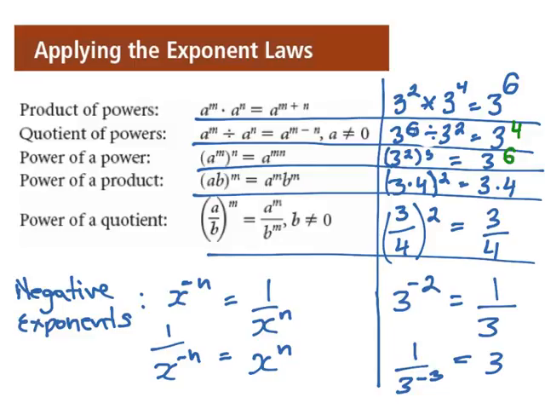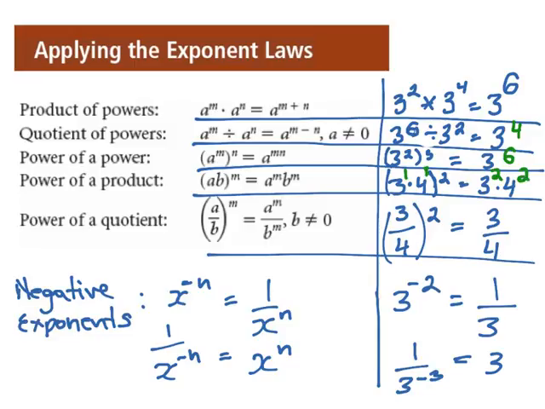We have powers of a product. Now when we have two different bases inside the bracket, we multiply each and every power by the exponent that's outside. So in this case, the exponent inside the bracket is 1, and 1 times 2 is 2, so it's going to be 3 to the power of 2. And 1 times 2 is 2, so we're going to have 4 to the power of 2.